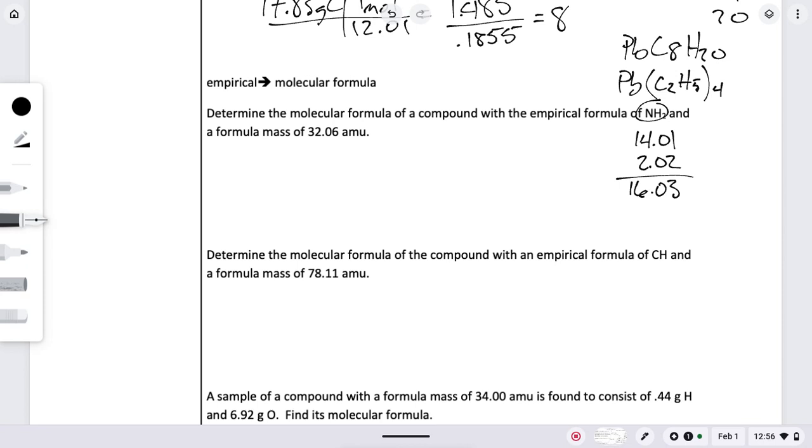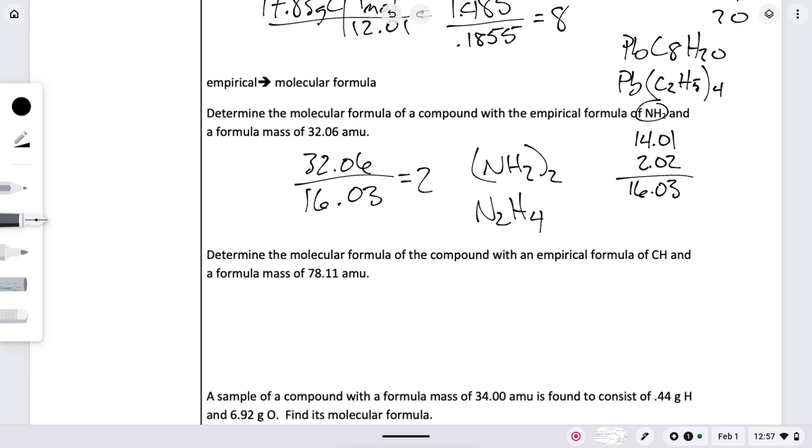This is an empirical mass, right? The formula mass over here is 32.06. If those things don't match, then I'm supposed to divide by the smallest, and that's going to give me a whole number. In this case, it's a 2. And that's how I unreduce my formula. So this is my empirical formula, but if I put a 2 outside of parentheses there, that 2 would multiply inside, those subscripts multiply, and you get this dinitrogen tetrahydride, right? So that would be an appropriate answer for this one.